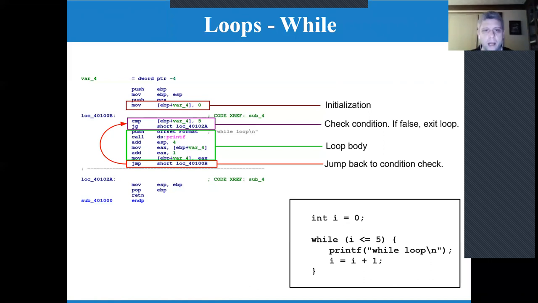The second line from the bottom there, where we have move var 4 into EAX, add 1 to EAX, and then move EAX back into var 4, is the increment for the iterator. And then at the very bottom, we have the jump back to the condition check all the way at the very top again. And this is just what a while loop will look like in assembler.